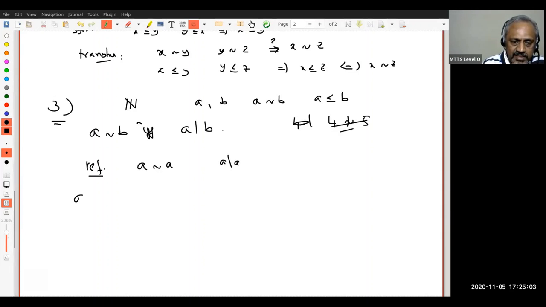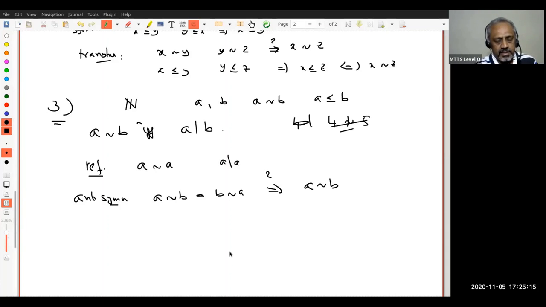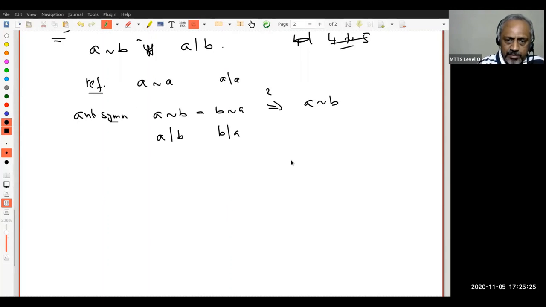And next is antisymmetry. What does that mean? If a is related to b and b is related to a, I want to know whether a equals b. This means a divides b and b divides a, so I have to say a equals b. All of you will be ready to accept this because you know that this implies a equals b. But let's quickly go through a proof because beginning students may not know.